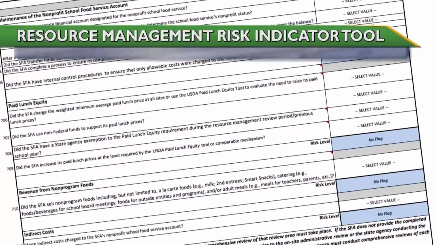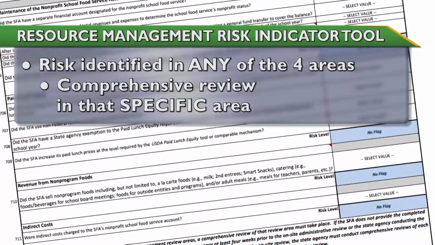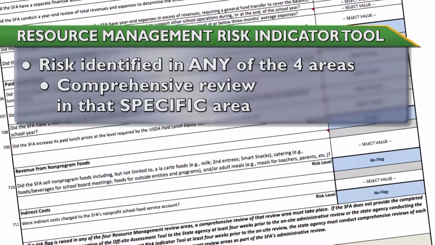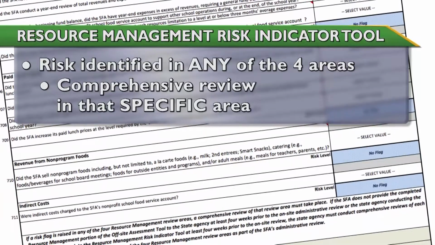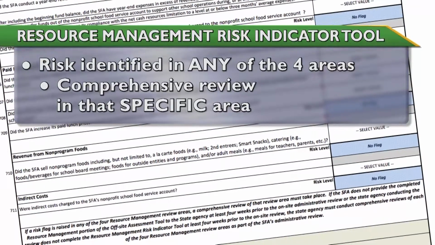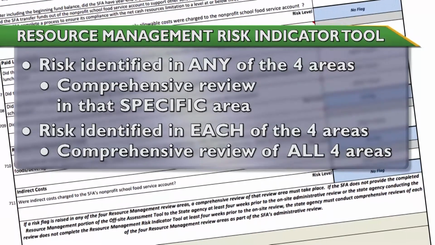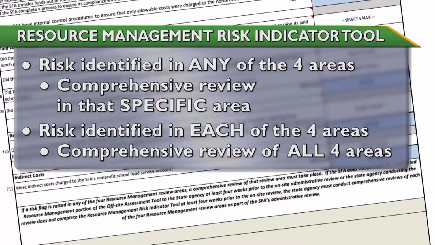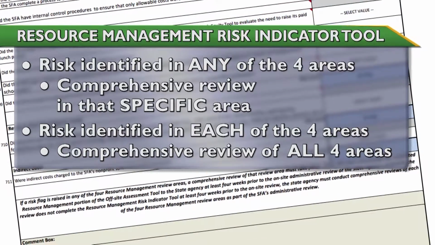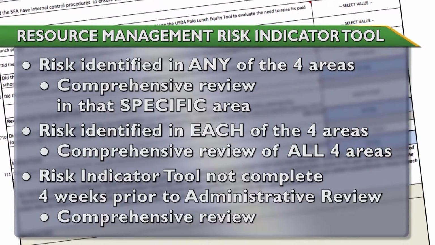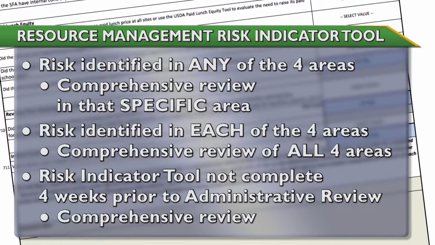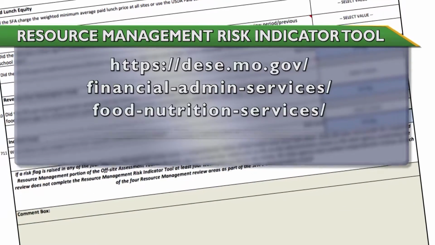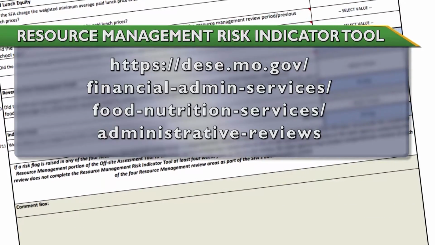If risk is identified in any of the 4 areas, the state agency must conduct a resource management comprehensive review in that specific area. The state agency must only perform a comprehensive review of all areas if the LEA receives 1 or more risk indicators in each of the 4 areas, or the resource management risk indicator is not completed at least 4 weeks prior to the administrative review. The Resource Management Risk Indicator tool is available at the website shown.